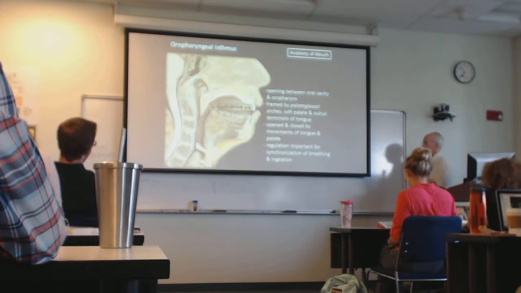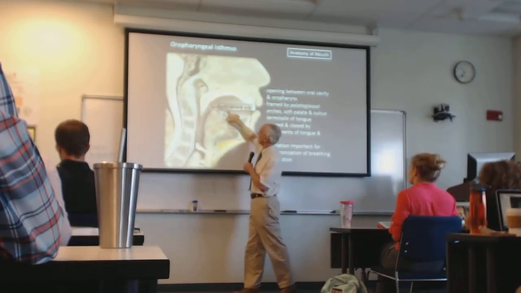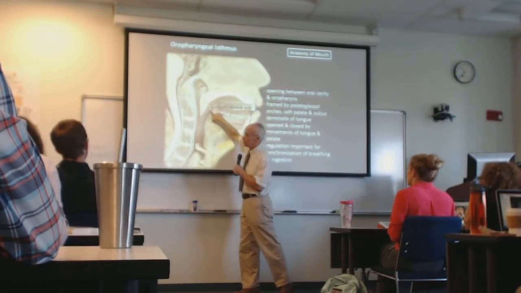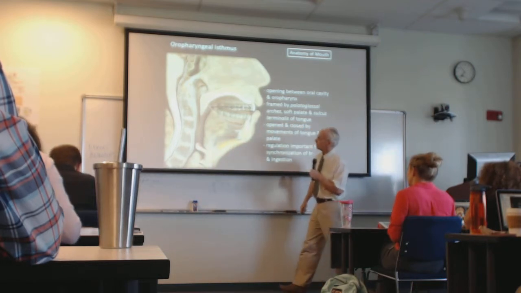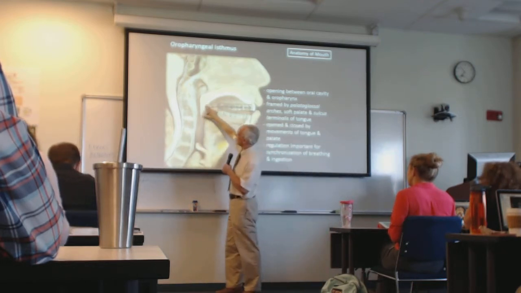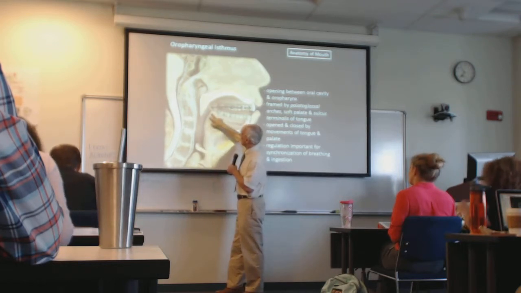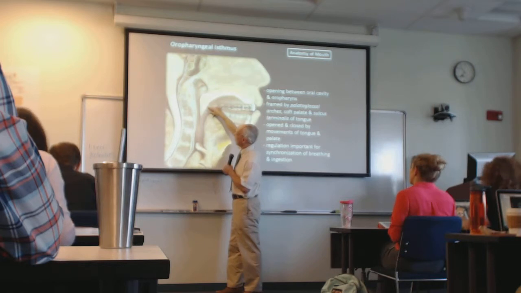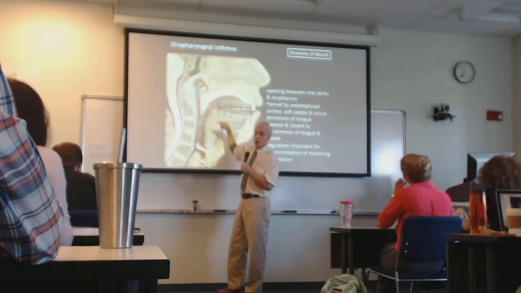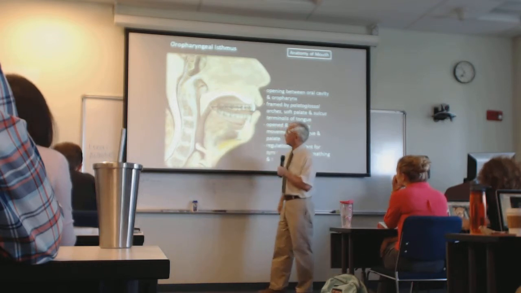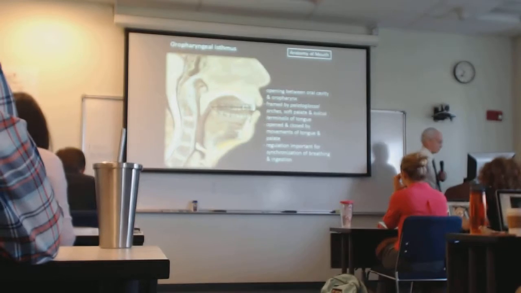Now we mentioned the fauces, we mentioned the oropharyngeal isthmus. Here's that palatoglossal arch, and remember that's the anterior portion of the fauces. There's a lot of musculature right here in this soft palate and here too, to make sure that this opening or this tube opens when it should and closes when it should in relation to the cycle of breathing and digestion.